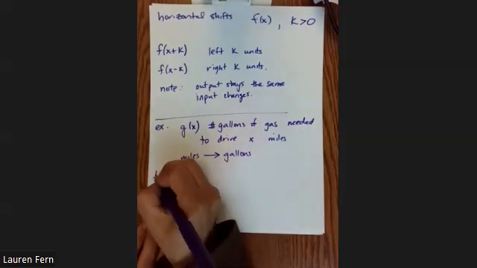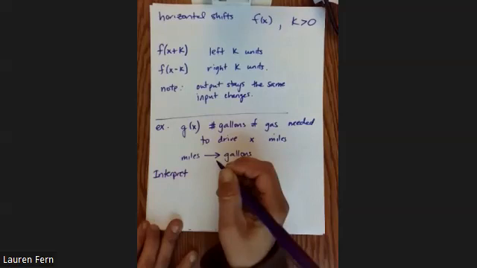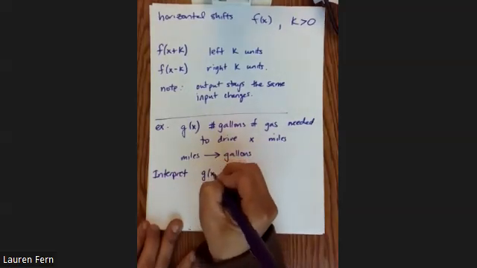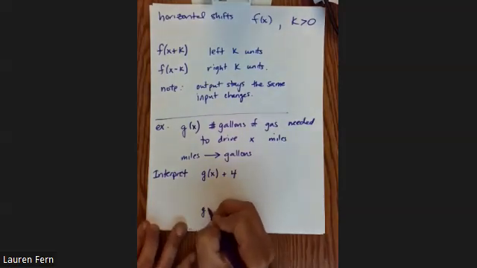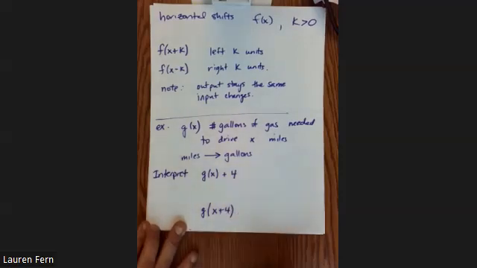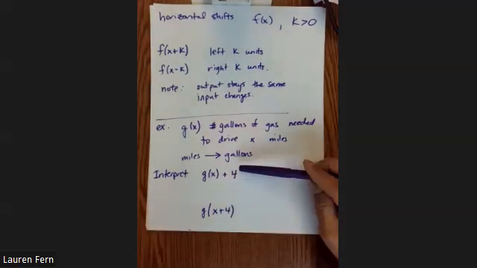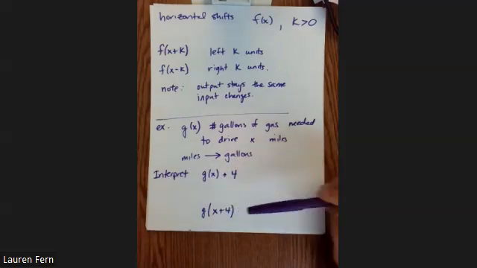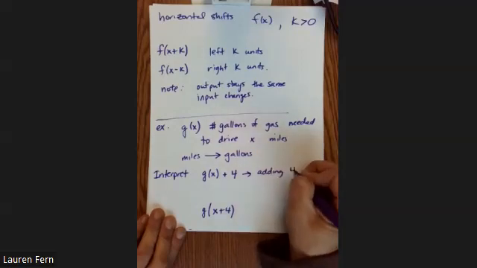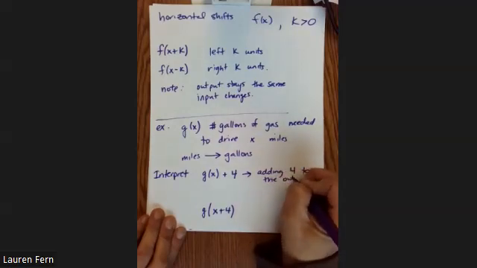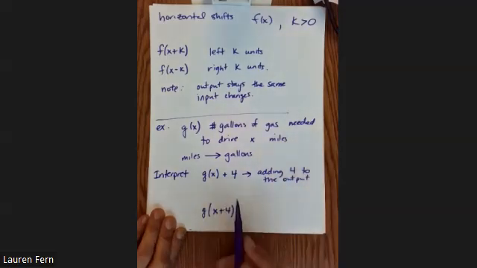So what I want us to do next is interpret what is g of x plus 4, and then we're going to interpret what is g of x plus 4. Here I'm adding 4 on the outside. Here I'm adding 4 on the inside. Well, do you agree here we're adding 4 to the output? Right, I'm taking my output and adding 4.